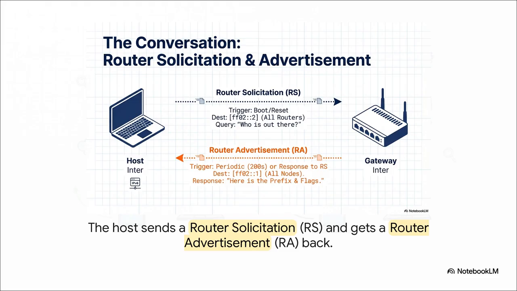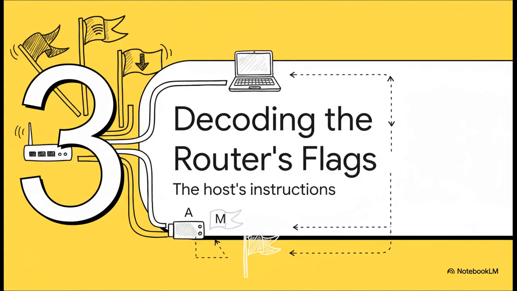Any router on the network that hears this will reply with a router advertisement, or RA. And this RA message, this is the golden ticket. It contains everything the host needs to know, including the network prefix and a set of instructional flags. Now, those flags we just mentioned in the router advertisement are incredibly important. They aren't just suggestions. Think of them as direct orders from the network administrator, configured right on the router, that tell the host exactly what it needs to do next to get its address.